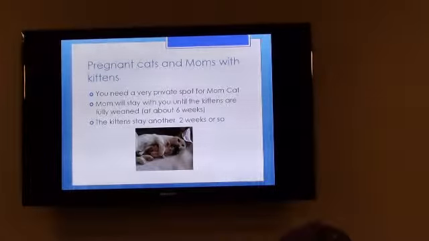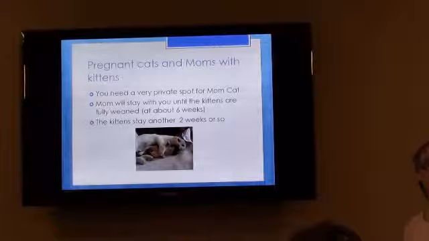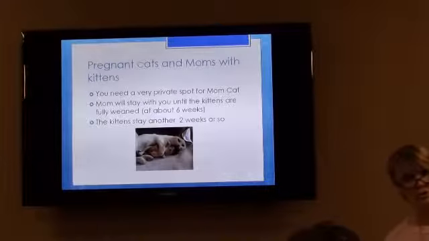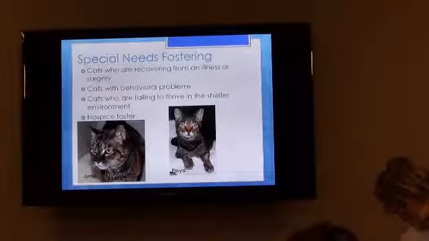Okay, and then we've got pregnant cats and moms with kittens. You need a private spot for mom cat, and mom stays with you until the kittens are born, or until the kittens are weaned at about 6 weeks, and then at that time, she goes back to the shelter to dry out, and she is spayed at that time, and the kittens stay with you for a couple more weeks, and that's when you work on really socializing them. And you have to wait until they get a little bit bigger to get spayed and neutered before they can come back to the shelter.